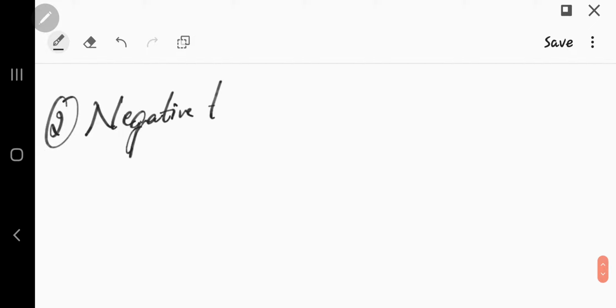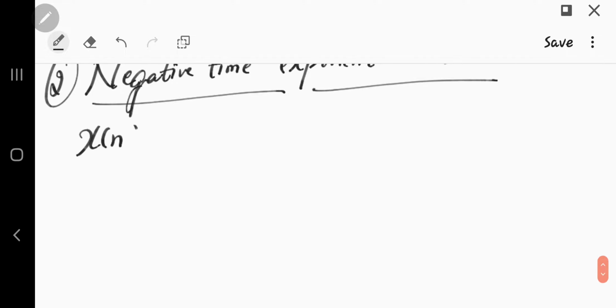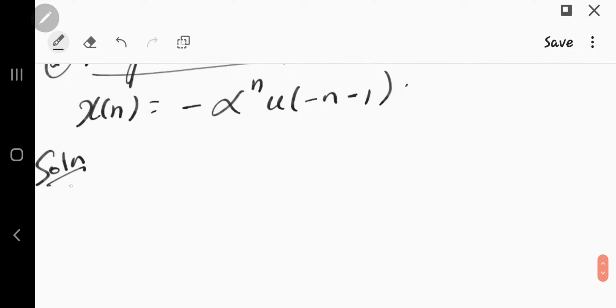Next one, we'll take a negative time exponential sequence. So x of n is equal to minus alpha^n u of minus n minus 1. So it is a negative time sequence. Why have I taken this? When taking the limit, you'll understand.